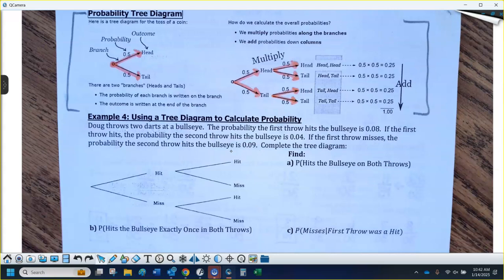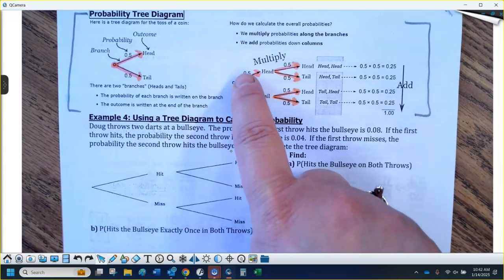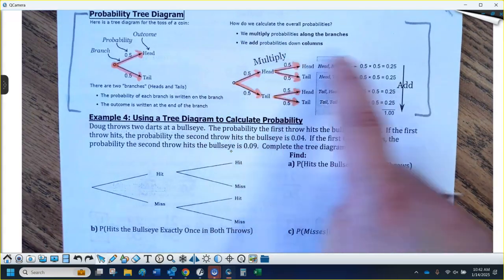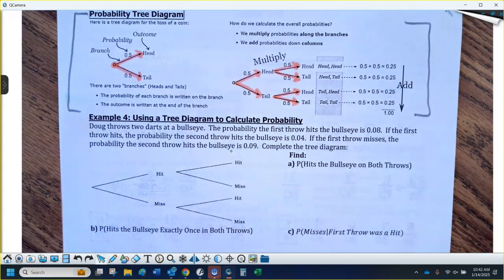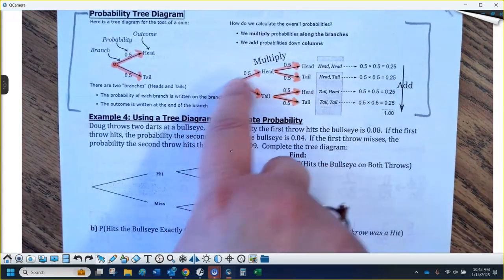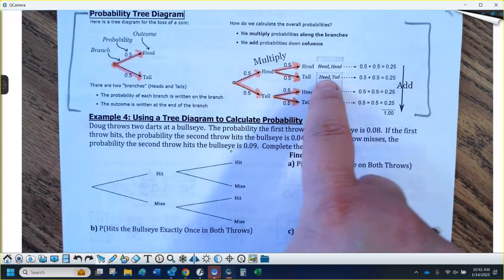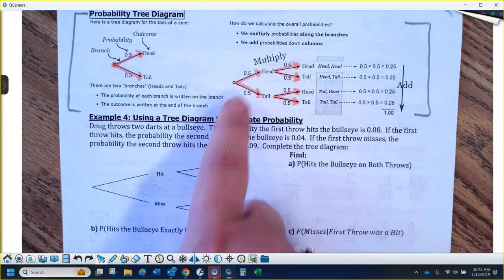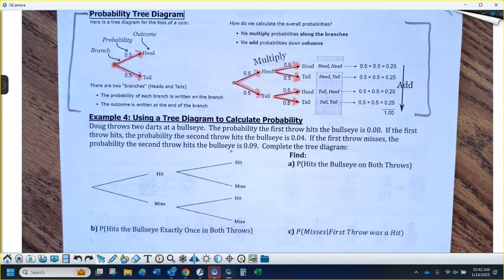The way you would calculate the probability is you multiply along the branch. So for example, if I said, what's the probability I got heads twice? You would just multiply 0.5 times 0.5, and it would give you 0.25, like they have on the diagram, they're just showing you the result here. This one would be, I got heads on the first one, tails on the second one, what would the probability be? So that's how the tree branches work. You just multiply along the branch until you get to the outcome that you want.